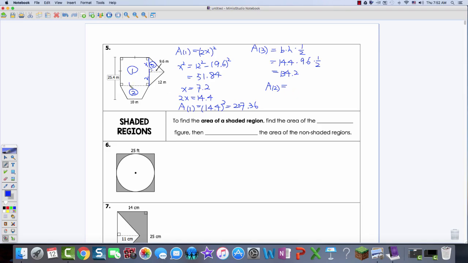trapezoid. So I already know this is 14.4. I know that the bottom base. What I don't know is the height here. I need the height here. But the height is simply 25.4 minus the 2x, right? So it should be the top base plus the bottom base divided by half, give me the average base, times the height. The height, like I said, is 25.4 minus this number here, 14.4. So that gives me 11. And then that's a decimal point.